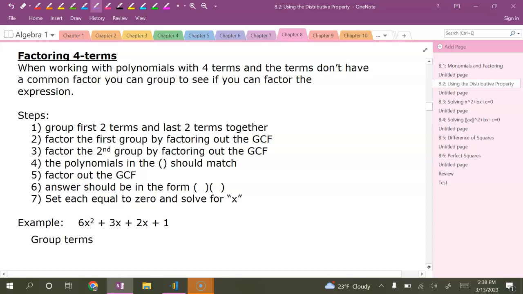Then after you've pulled out your GCFs and you see that the pieces on the inside of the parentheses match each other, you should be able to write out your factored form by putting the pieces that you pulled out, your GCFs, in a set of parentheses, and then writing the parentheses that match once again. If they want us to solve these for 0, then you're going to want to set them equal to 0 and solve for your letter. So you're going to see me do that as well, where I take that a step further and actually start finding my solutions.